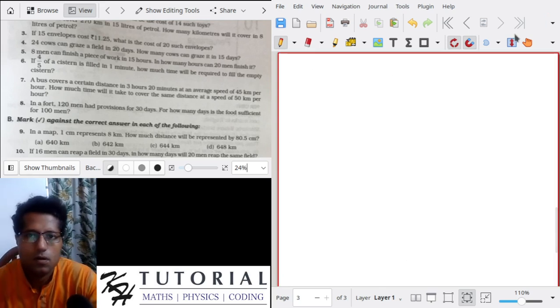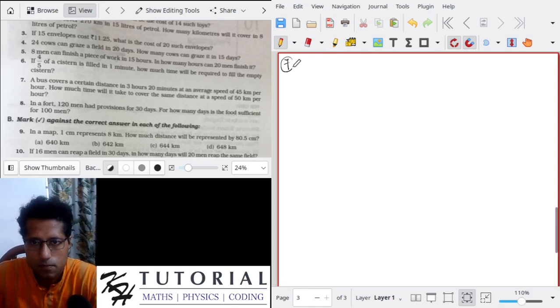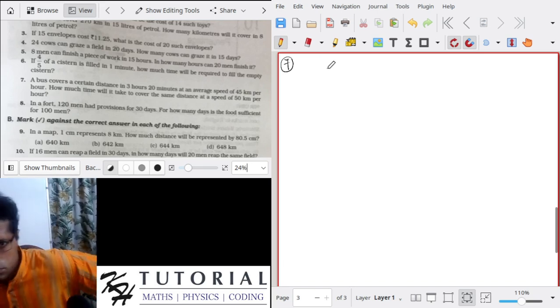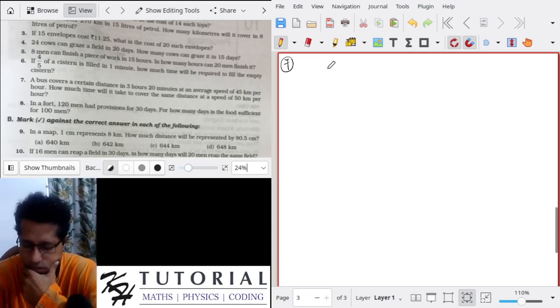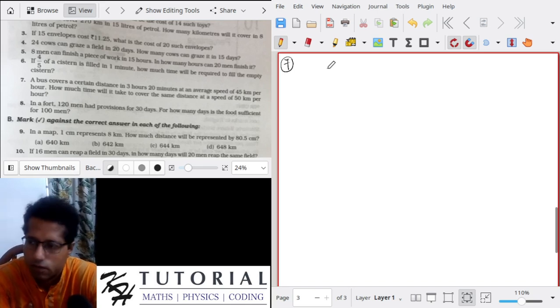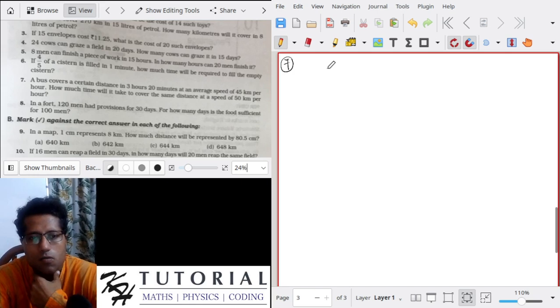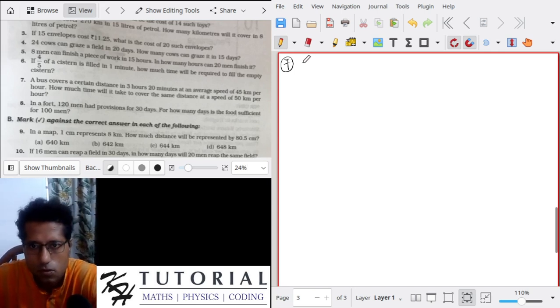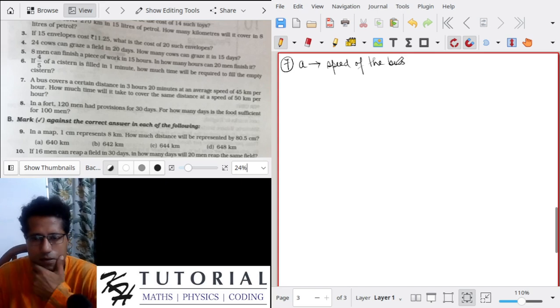So let's move on to question number 7. It says a bus covers a certain distance in 3 hours 20 minutes at an average speed of 45 km per hour. So the average speed also means uniform speed. So running at a uniform speed or average speed of 45 km per hour, a certain distance the bus is covering in 3 hours 20 minutes. How much time will it take to cover the same distance at a speed of 50 km per hour? So the quantity A we can say is the speed of the bus.